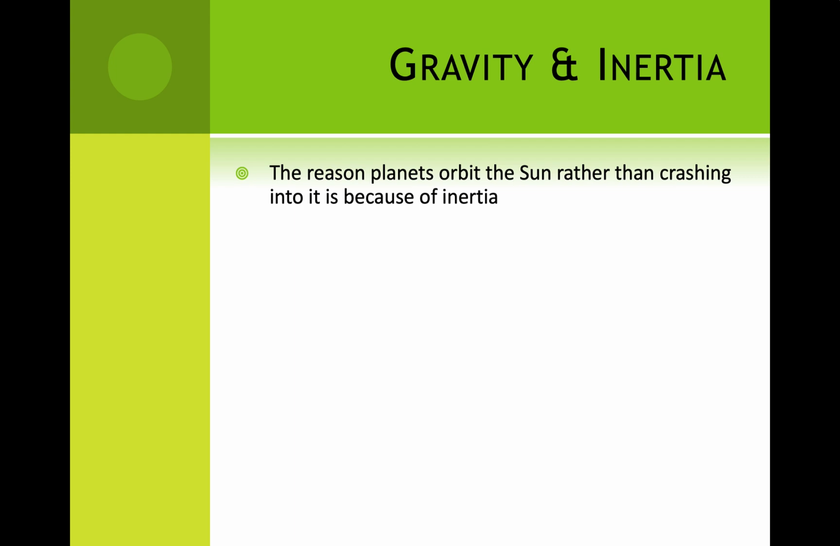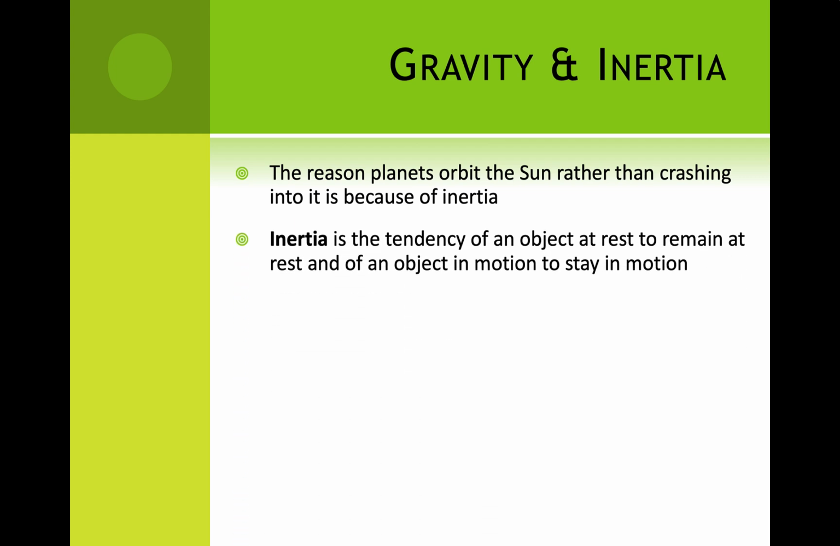So why is it then, if gravity depends on mass and the sun is so massive, why isn't everything in our solar system just pulled straight into the sun? And Newton realized that it was inertia that helps keep this from happening. Inertia is one of Newton's famous laws, that an object at rest tends to remain at rest, and an object in motion tends to remain in motion.